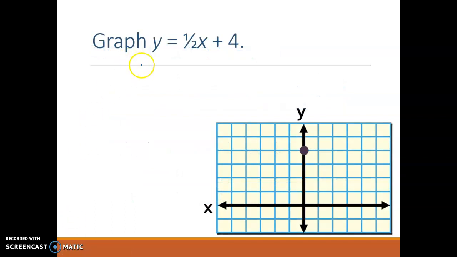Let's try to graph y equals 1/2 x plus 4. First thing that we would plot is our y-intercept, and you can see it's already on the graph. We're crossing the y-axis at 0, 4. So we start at the origin 0, we don't go left to right, and we just go straight up 4. Our slope is 1/2, so our rise is 1, and our run is 2.